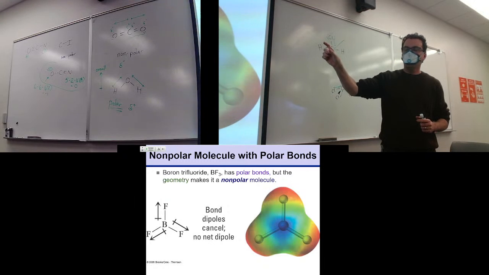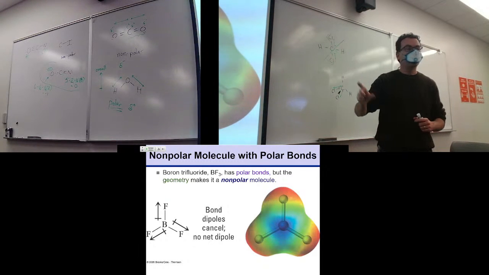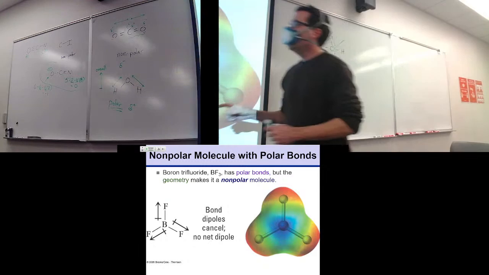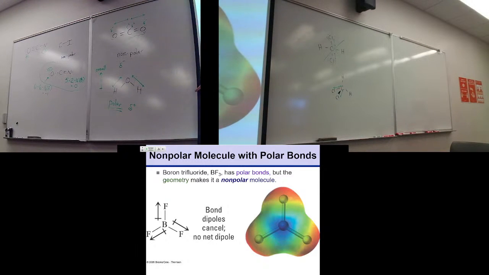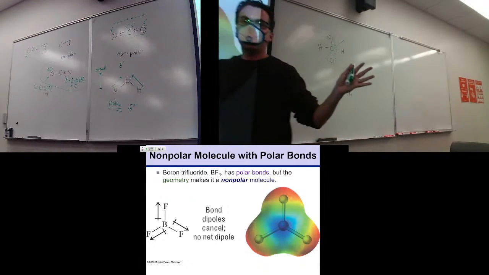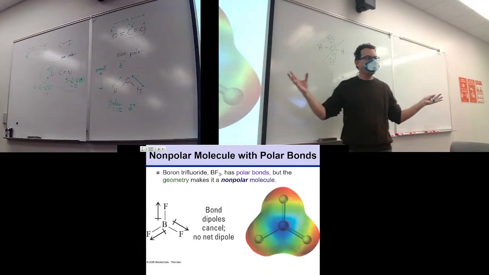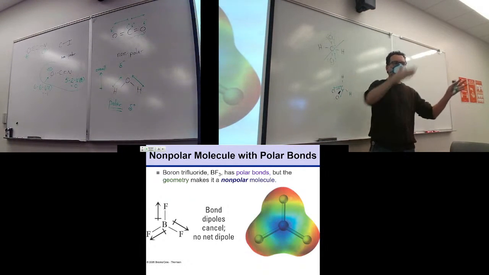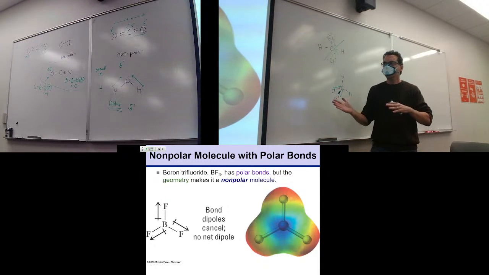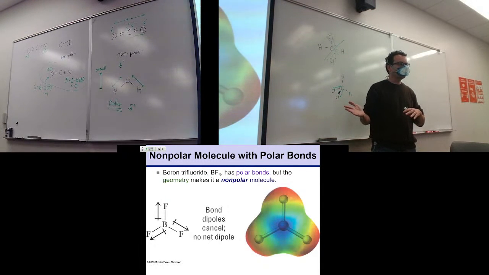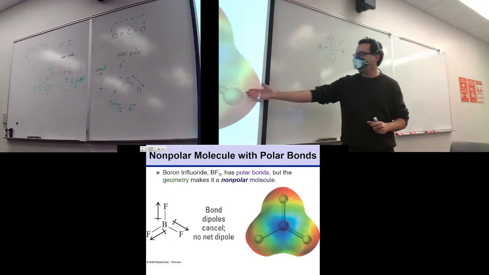Every one of those bonds right there is very polar though. BF is a very polar bond. But this going this way, this one going this way, and this one going this way happen to just add up to 0. They cancel each other out. There is no one side of that molecule that is more negative than the other. So this is a nonpolar molecule despite containing very polar bonds. And there's the calculated thing.